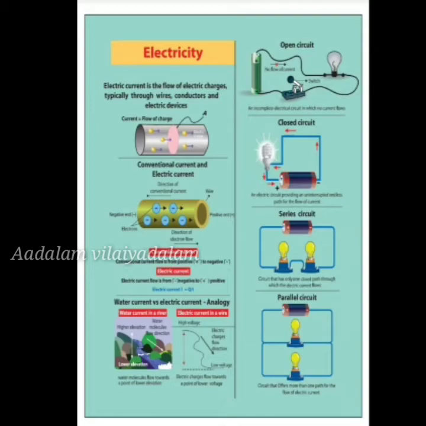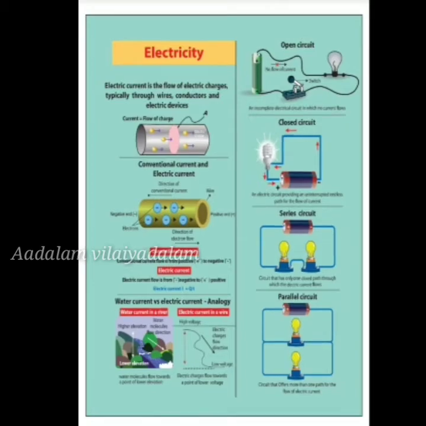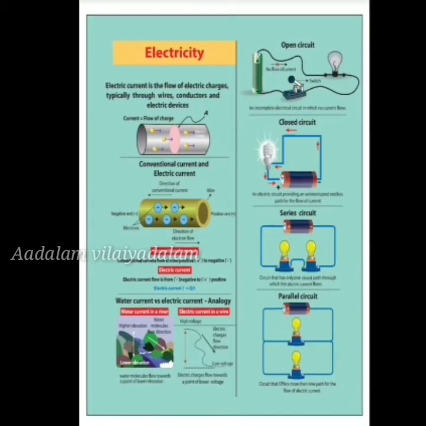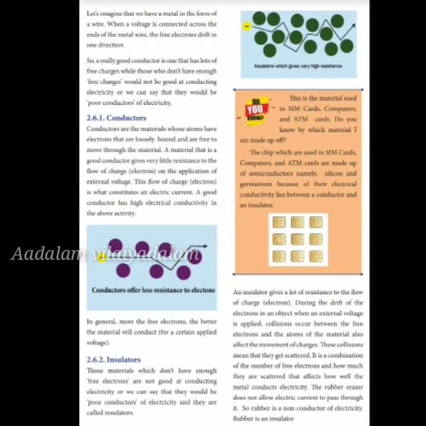Conductors are nothing but materials which have free electrons. You can see in that figure, conductors have free electrons that pass through easily and flow freely. Insulators: their electrons do not pass freely. They are not loosely packed, they are tightly packed. Those materials which don't have enough free electrons are not good at conducting electricity. We can say that they are poor conductors of electricity, and they are called insulators.